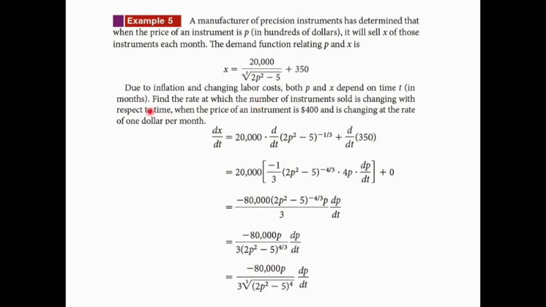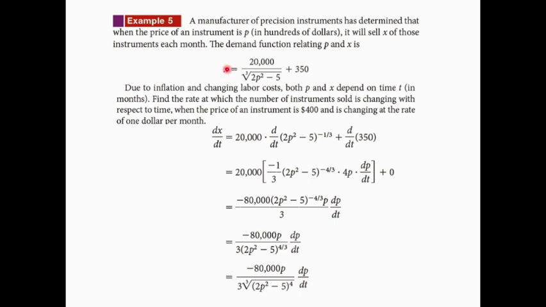Now, they're also giving us additional information that we can use to evaluate. They're asking us to specifically find the change in the instruments sold when the price of an instrument is $400 and the price is changing at a rate of $1 per month. So we know the value of dp/dt. It's the rate in which the price is changing with respect to time. So we have to take the derivative of X with respect to T, and that's what we're trying to find.